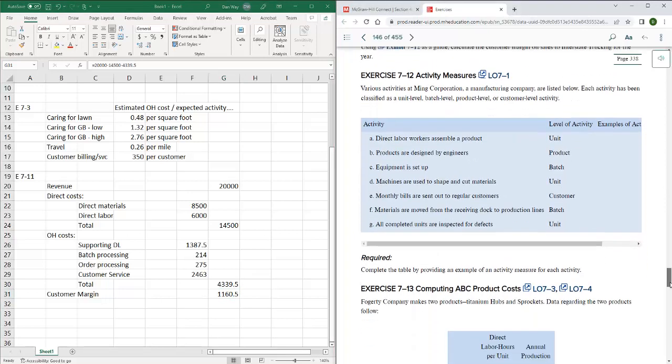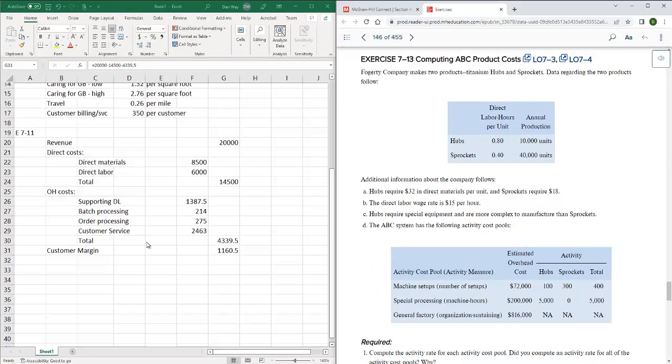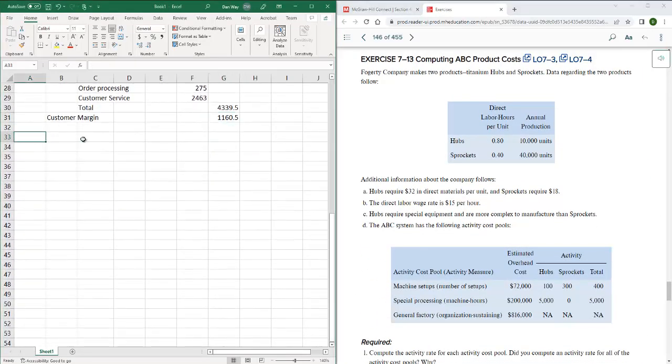All right, I had one more problem I wanted to look at here, and this was exercise 7-13. And that said, Fogarty Company makes 2 products, titanium hubs and sprockets. Data regarding the 2 products follows here, so we know the direct labor hours required to make 1 unit of each, and we know the annual production level of each. We also know that the hubs require $32 in direct materials per unit, sprockets require $18. The direct labor wage rate is $15 an hour.